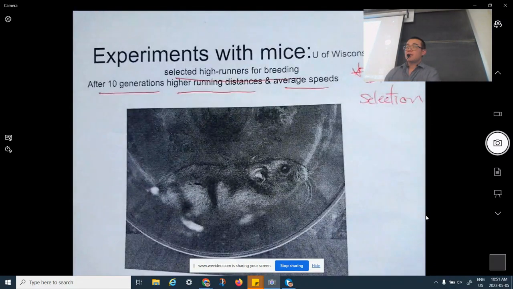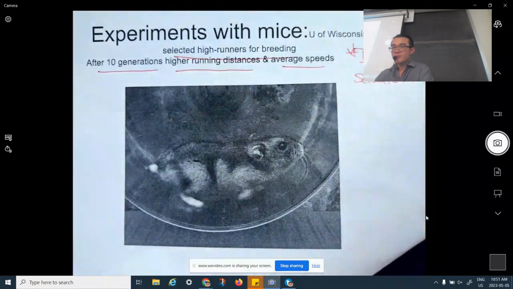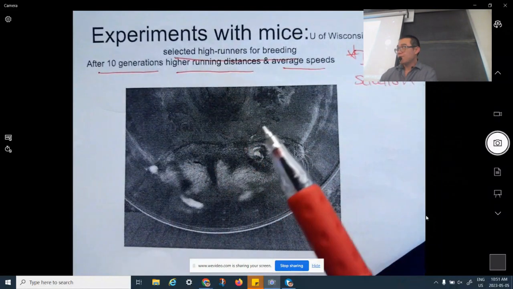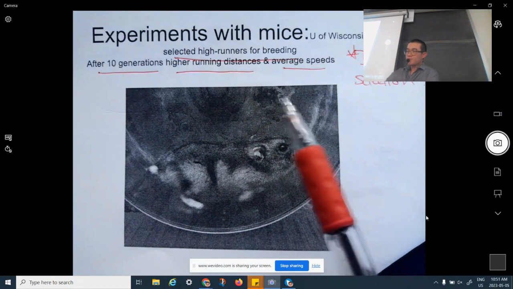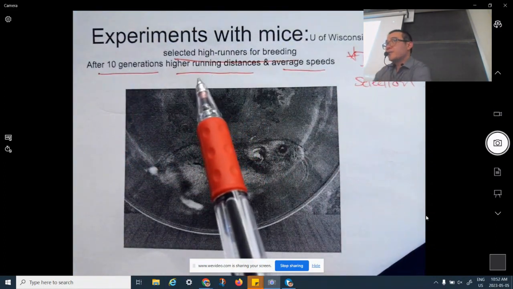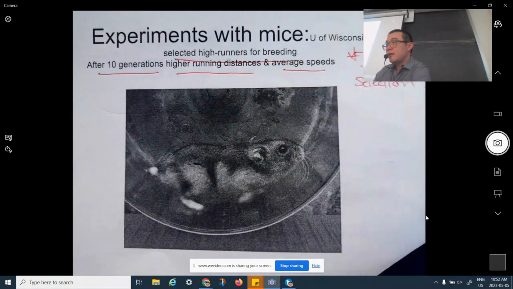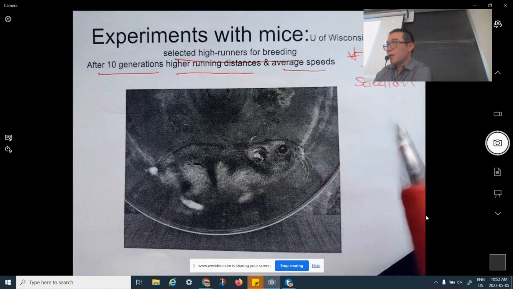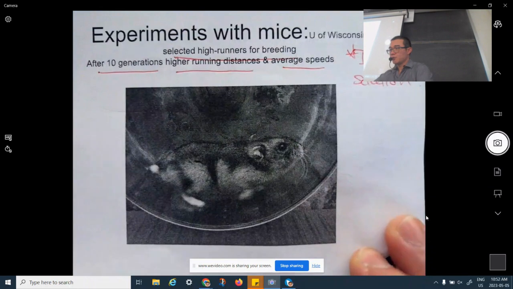There has actually been an experiment on mice by humans. What they did was they selected mice, checked for high runners, and after a number of generations, the distance the mice can run, as well as the speed that they can run, also improved. So this will be a directional selection. Okay, so this will be an example of an artificial selection process.